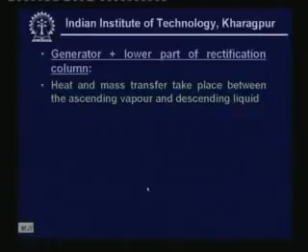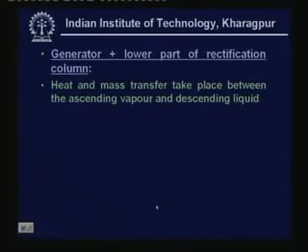So ultimately what has happened in this lower portion of the rectification column and the generator is that there is an exchange of heat and mass between the vapor and the liquid. During this process, the liquid becomes hot and weak in ammonia, and the vapor becomes cool and rich in ammonia. So that is what I have summarized here.